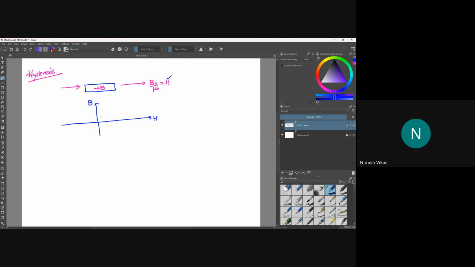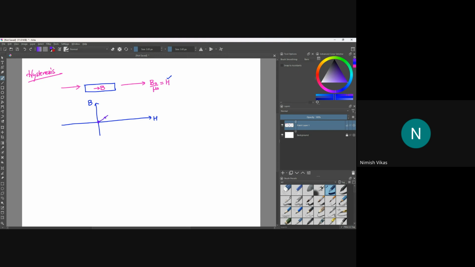So when H is 0, which means externally there is no magnetic field, in that case there won't be any magnetic field developed within the material. So B will also be 0. Slowly, if you increase H, B will also increase, so it will increase like this. As you increase H, the domains get more and more aligned, and so B also becomes larger.